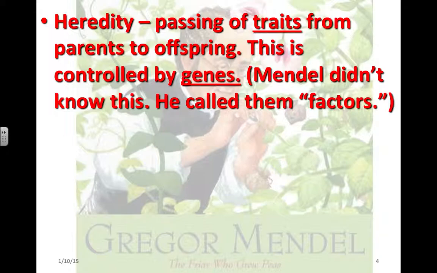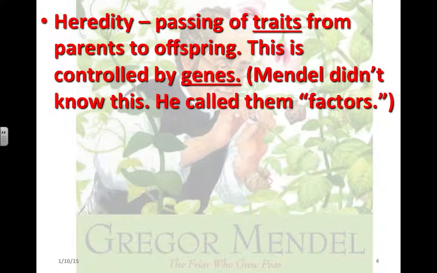Heredity. You've heard of this before. It's the passing of traits from parents to offspring. Please write that down. It's a vocab word. Notice it's in red. This is controlled by genes. We've talked about genes in class before, too. You have not yet seen the word genes or heredity in any kind of a test, but that is soon going to change with the quiz you take in Chapter 3, Section 1.